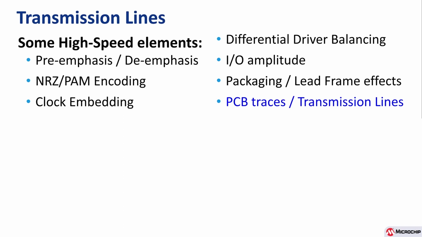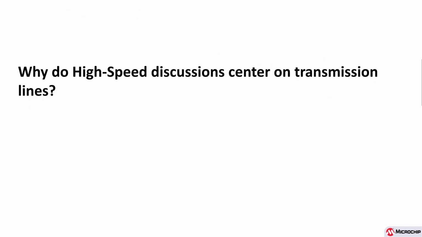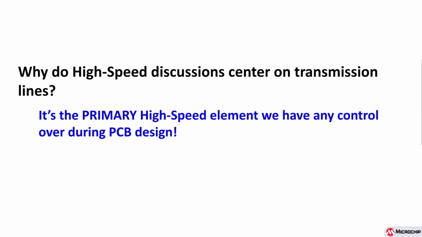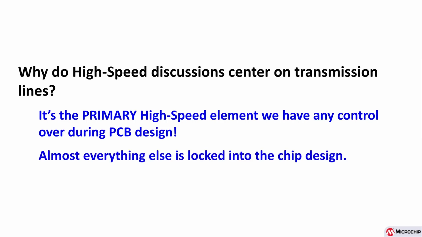Now, we're going to talk an awful lot about transmission lines and why. Why do all these discussions center on that? It's because it's the primary high-speed element that we have any control over during PCB design. Almost everything else is locked up. It's either in the design of the transmitter, design of the receiver, software control, or the chip packaging itself. We don't have any control over any of those issues. But once it makes it onto the board, now we can start exercising a little bit of intelligence on how we're going to execute those high-speed protocols.